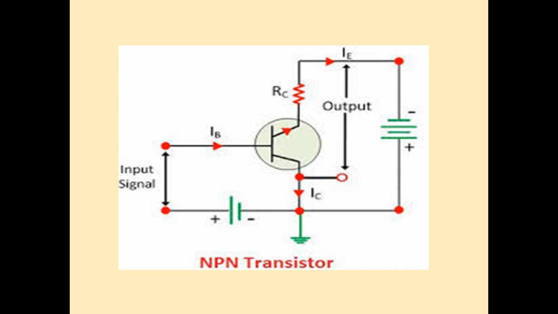So this diagram shows a NPN transistor in common collector configuration. Collector is common to both input and output.